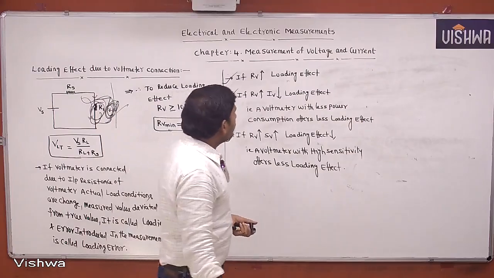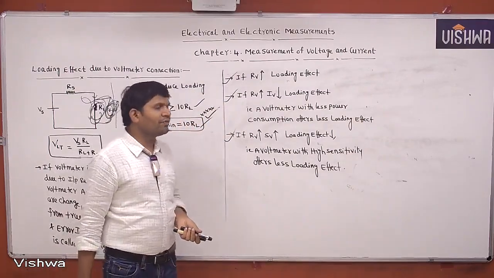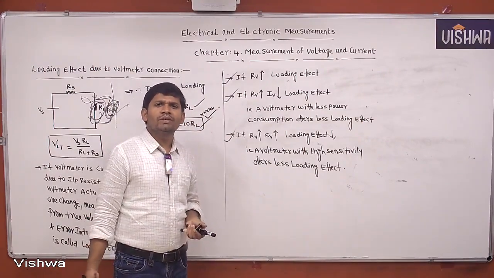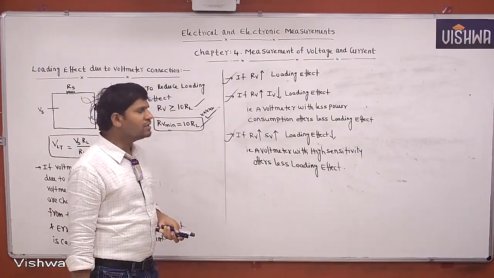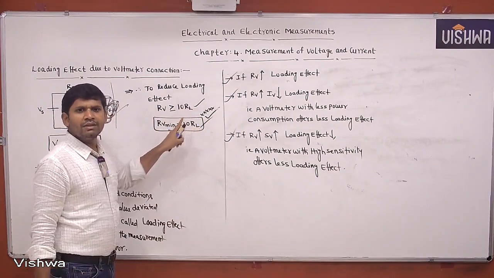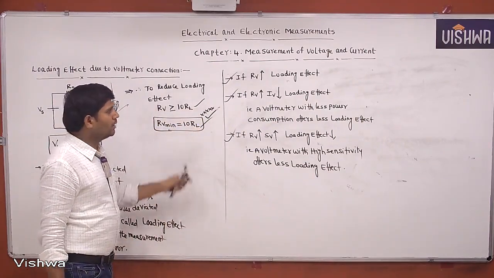Okay, this is about what the loading effect is due to voltmeter connection. In order to reduce the loading effect due to voltmeter connection, how to select the voltmeter? You must select the voltmeter with high input resistance. The condition is RV must be greater than or equal to 10 RL. Then the minimum value of input resistance equals 10 RL. Okay, note down quickly.